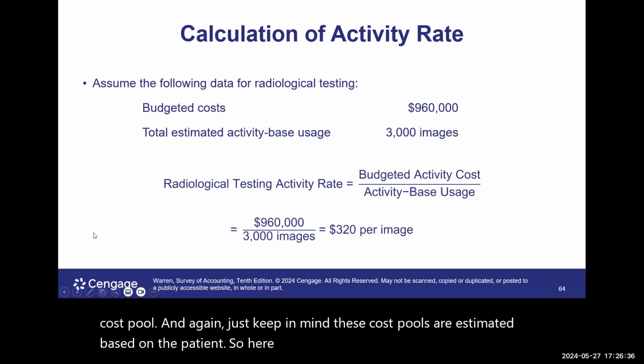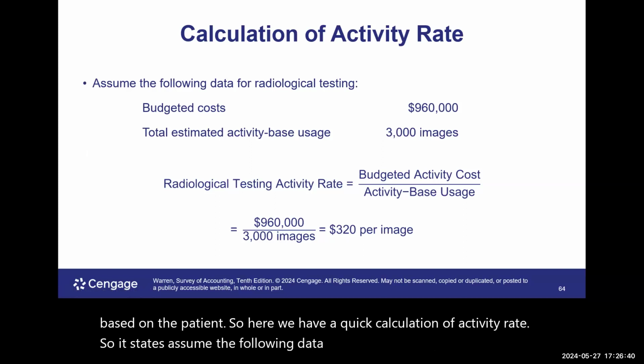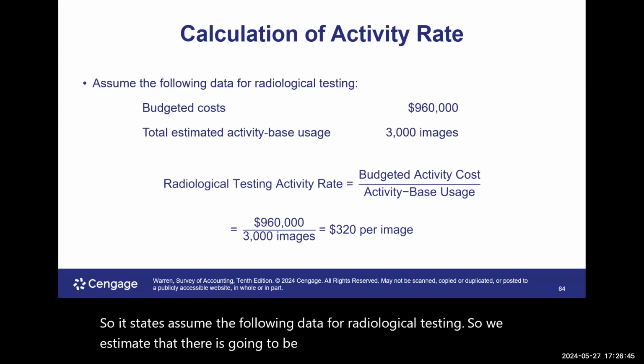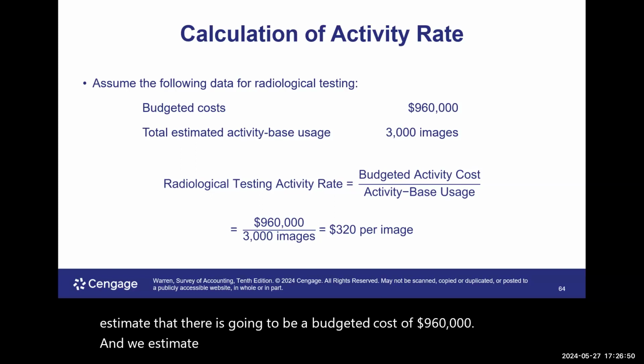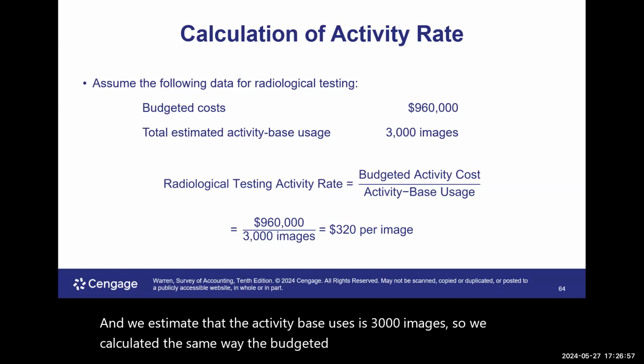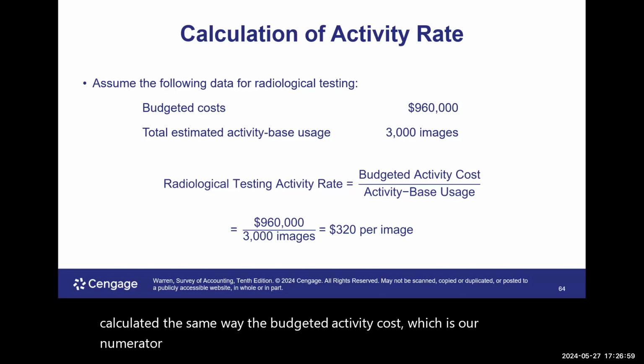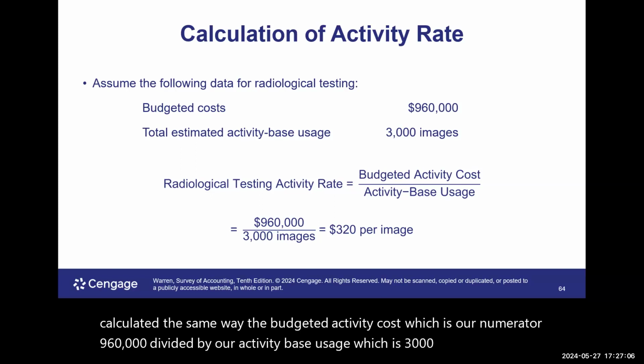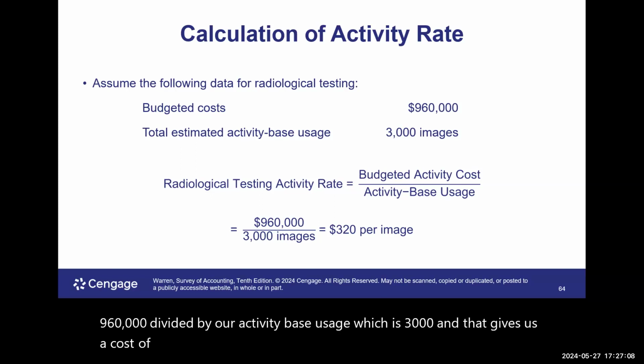Here we have a quick calculation of activity rate. It states, assume the following data for radiological testing. We estimate a budgeted cost of $960,000, and we estimate the activity-based usage is 3,000 images. We calculate it the same way: the budgeted activity cost, which is our numerator, $960,000, divided by our activity-based usage, 3,000, gives us a cost of $320 per image.